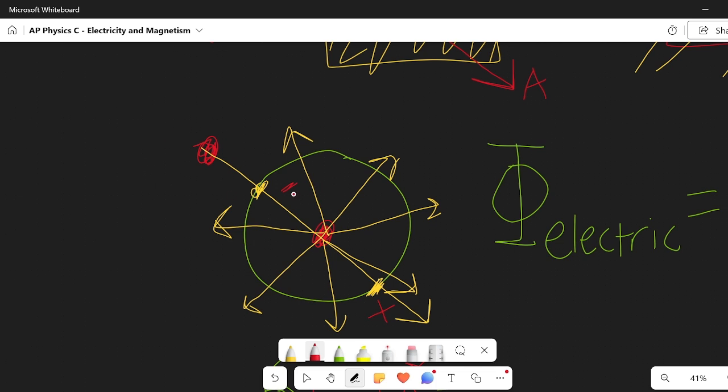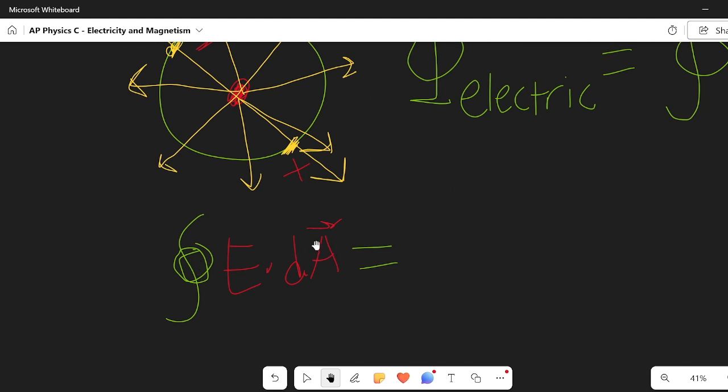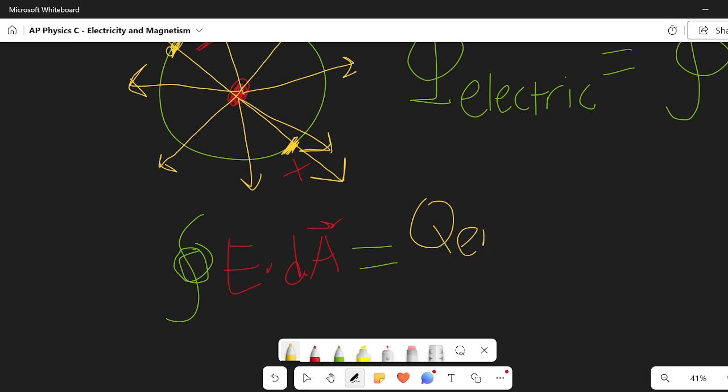So in fact, these two cancel out, which allows us to determine that Gauss's law will only care about the charges that are enclosed inside, because those are the only ones that will contribute to the electric flux. Outside charges do not change the electric flux. So if we want to have something equivalent to the electric flux, we are only going to consider charge that is enclosed inside. So Q enclosed.